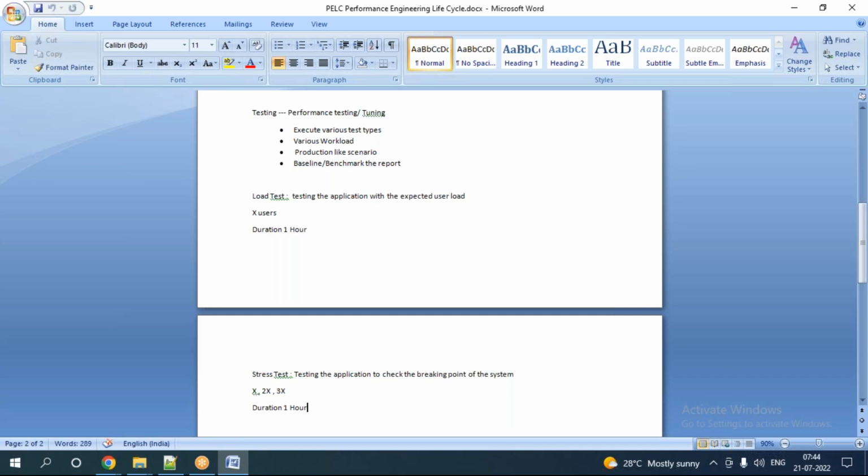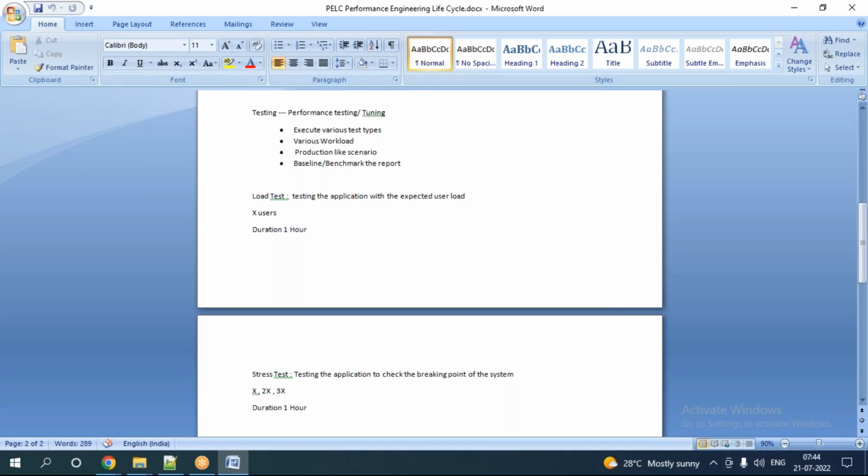But earlier, some years before, we used to test the application with variable load conditions, say like 100, 200, 300, 400. We'll keep on increasing, and at one point of time your application will crash. That is the breaking point. We'll find the breaking point and say, this is the breaking point of the system, and based on that we will give the report to the customer.